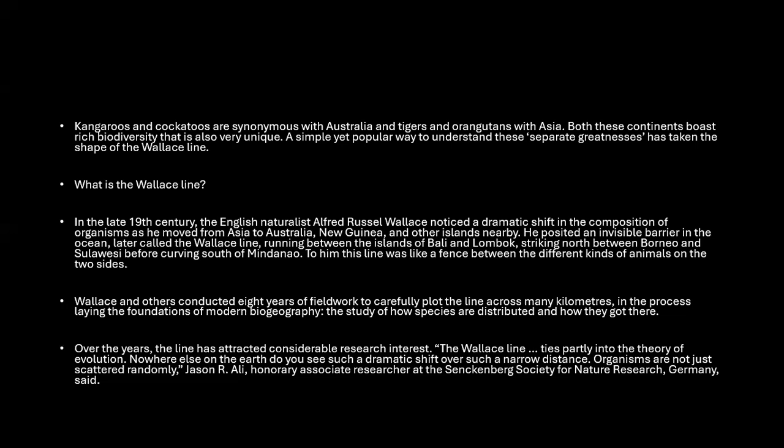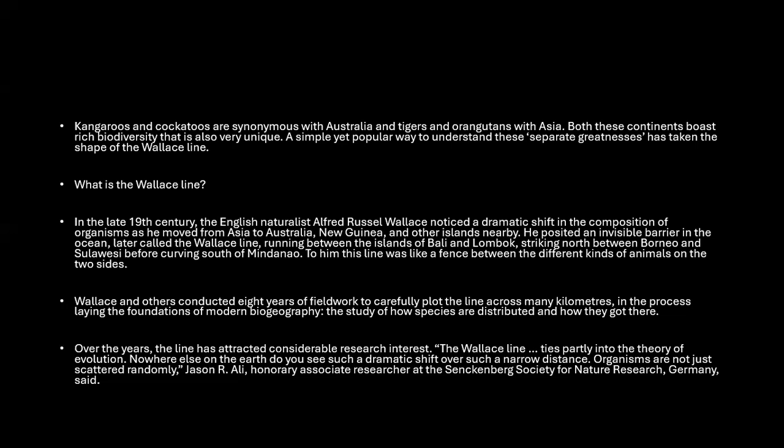In the 19th century, the English naturalist Alfred Russel Wallace noticed the dramatic shift in the composition of organisms. So if you see the organisms that are present in Asia and the organisms that are present in Australia, New Guinea and other islands nearby, he posited an invisible barrier in the ocean, later called the Wallace Line, running between the different islands here. Okay. And to him, this line was like a fence between the two different kinds of animals on either side.